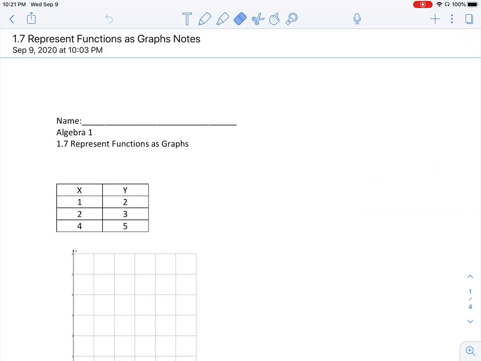Today's lesson is 1.7, representing functions as graphs. So we talked about what it means to be a function. It's one-to-one, meaning every x value has one distinct y value. All right, well now we're going to go ahead and graph these and see what they actually look like.